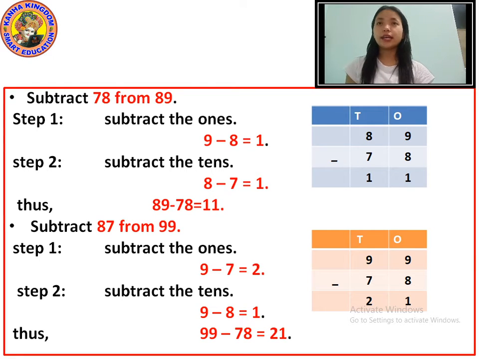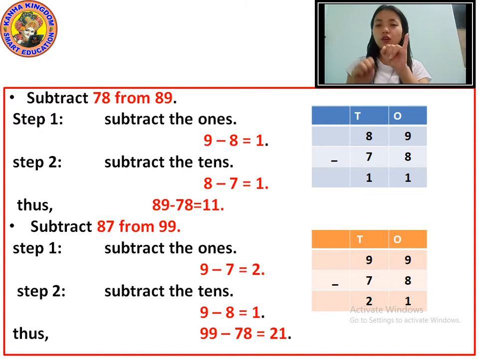So in the number 89, 9 is a digit which is present in ones place, and in 78, 8 is a digit which is present in ones place. So we have to subtract 8 from 9. See, this is 9: 1, 2, 3, 4, 5, 6, 7, 8, 9. While subtracting 8, we'll count 8: 1, 2, 3, 4, 5, 6, 7, 8.